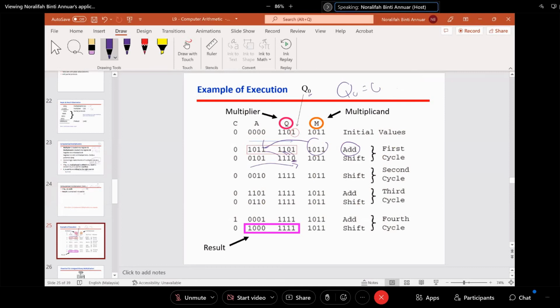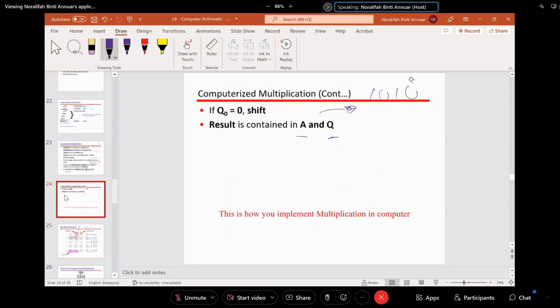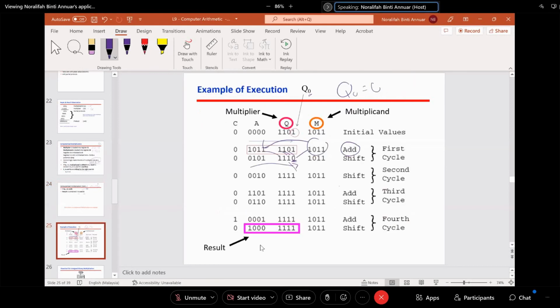So you push to the right. What moves are C, A and Q only. So you shift to the right again. You imagine taking the zero out, and the 1, 1, 1 move to the right, involving C, A and Q only. Okay, now the second cycle. If Q0 equals 1 you add, and otherwise shift. The result is contained in A.